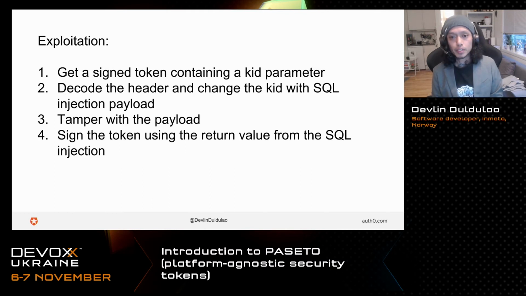Exploitation here: get a signed token containing the KID parameter, decode the header and change the KID to a SQL injection payload, tamper again with the payload, and then sign the token using the return value from the SQL injection.